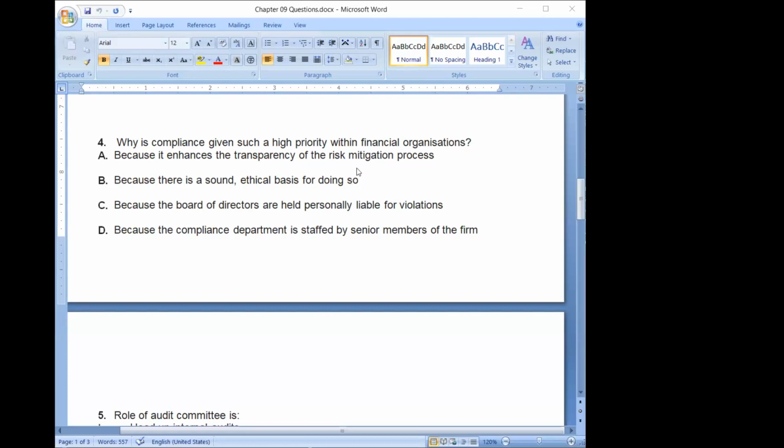Let's see the question. Question number 4. Why is compliance given such a high priority within financial organizations? Because it enhances the transparency of the risk mitigation process, because there is a sound ethical basis for doing so, because the board of directors are held personally liable for violations, because the compliance department is staffed by senior members of the firm.